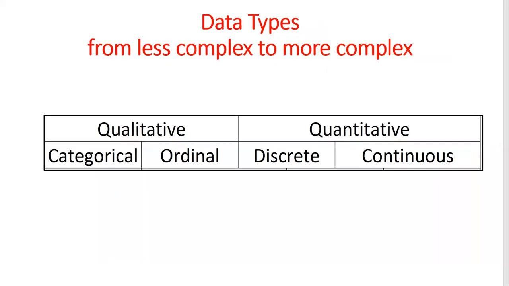Okay, so let's summarize. Here we list our data types from the least complex to the most complex. So we have qualitative and quantitative, where qualitative is divided into categorical and ordinal, and quantitative is divided into discrete and continuous.